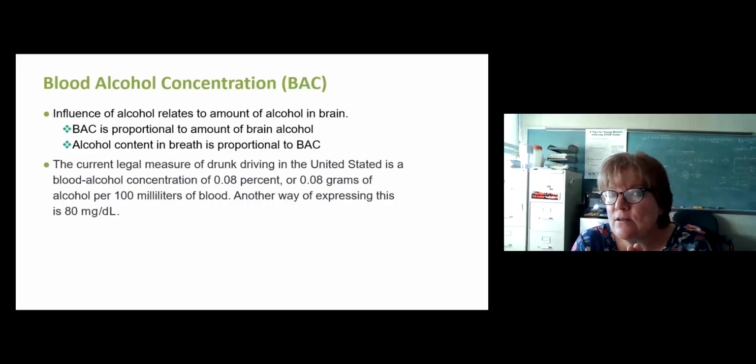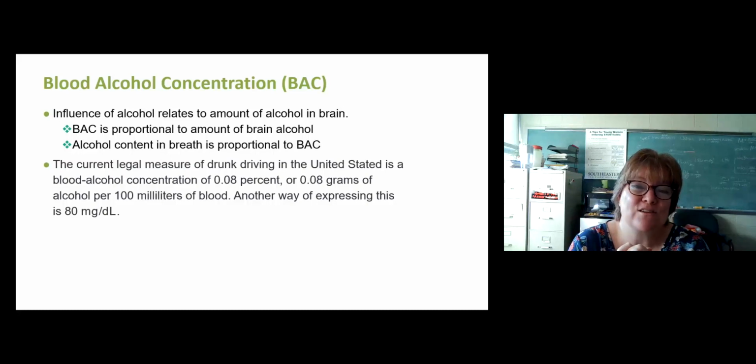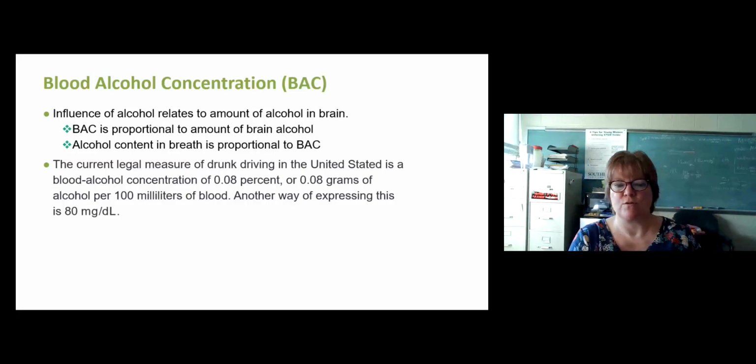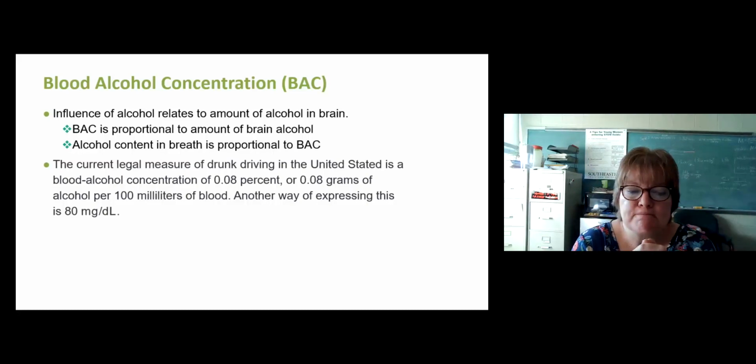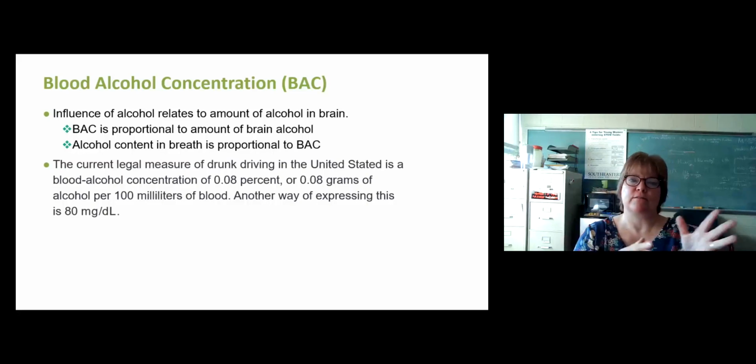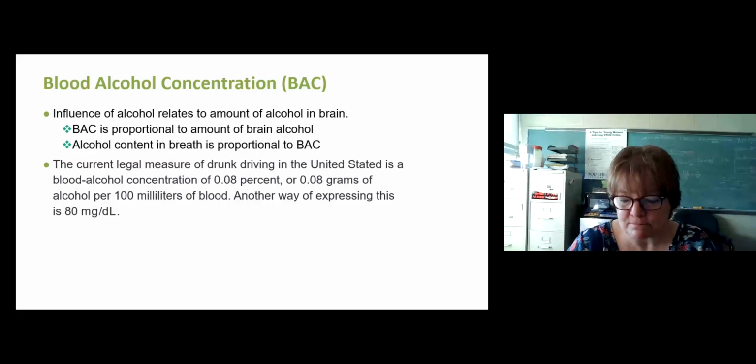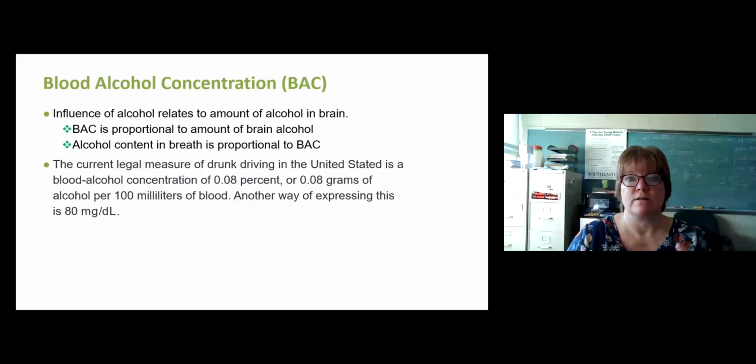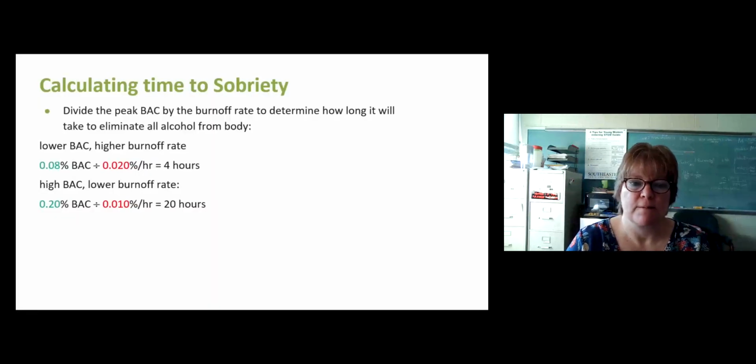Our current legal measure for drunk driving in the United States is a blood alcohol concentration of 0.08%, which equals 0.08 grams of alcohol per 100 milliliters of blood. That's also 80 milligrams per deciliter, if anybody in the biology field cares. So this is what we're going to be using. Again, this is what we'll see as being our drunk classification.